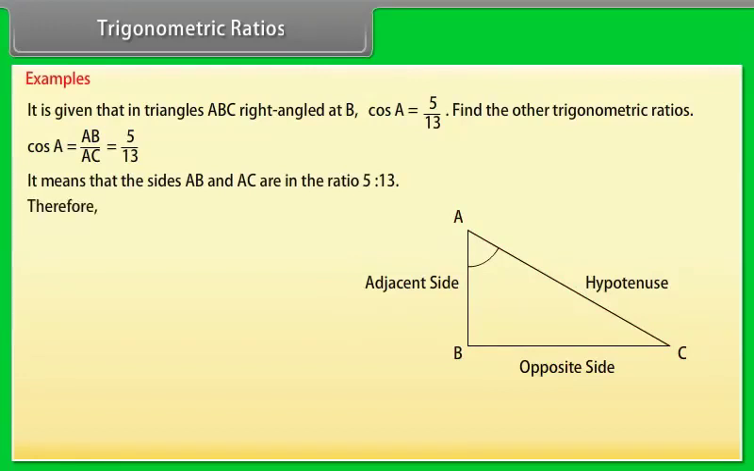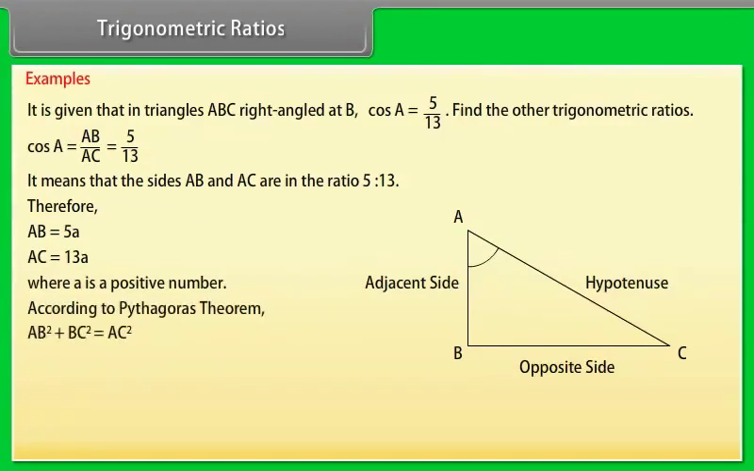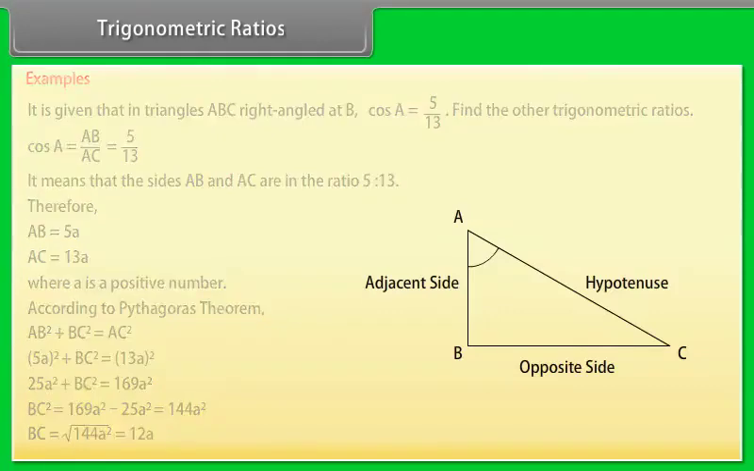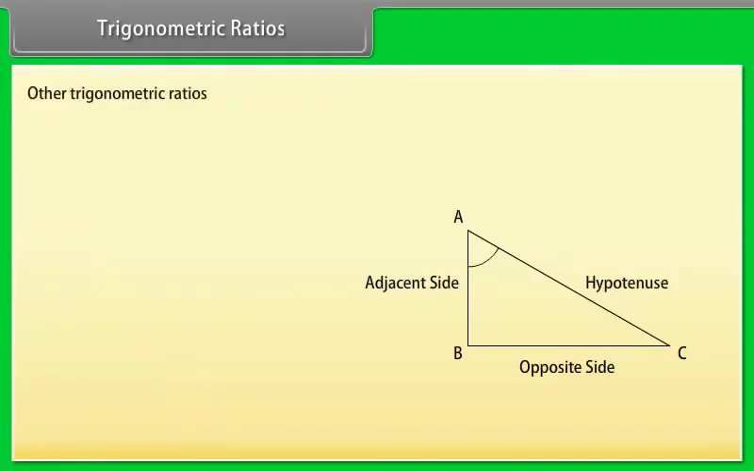Therefore, we can say that AB is equal to 5a and AC is equal to 13a, where a is a positive number. According to Pythagoras theorem, AB square plus BC square is equal to AC square. By substituting the values, we get 5a whole square plus BC square is equal to 13a whole square. Now by calculating it, we get BC as square root of 144a square, which is 12a. Let us now find the values of the other trigonometric ratios.